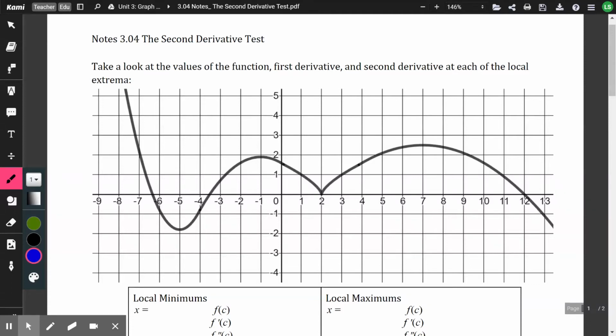So when we're looking at this graph, we're going to pay a little bit of close attention to our local extrema. This particular graph has a local minimum at -5 and another local minimum at -2 or +2. We have a local maximum at -1 and another local maximum at around 7. So we're going to pay attention to what kind of value we have at each one of these points, the value of the first derivative and the value of the second derivative. And we're going to pay close attention to whether or not these values are positive or negative.